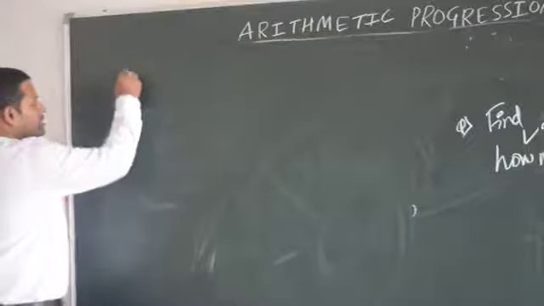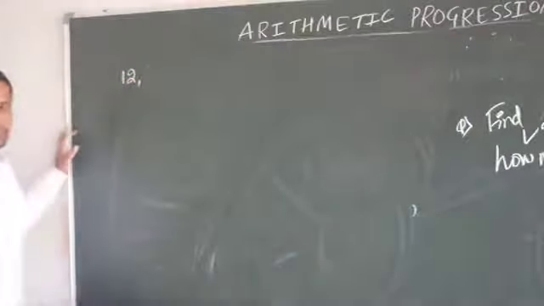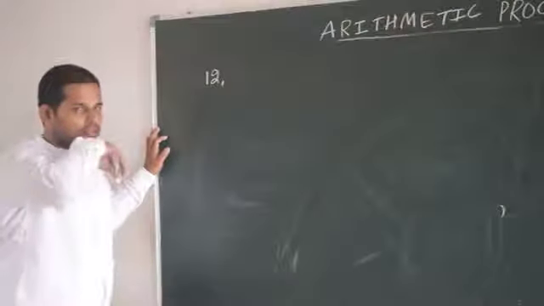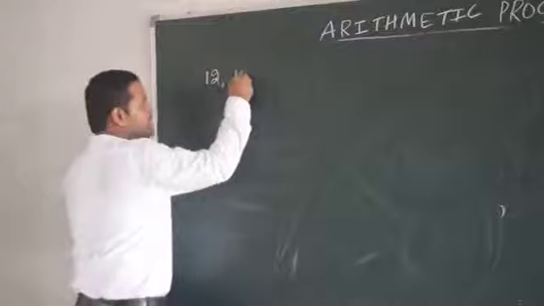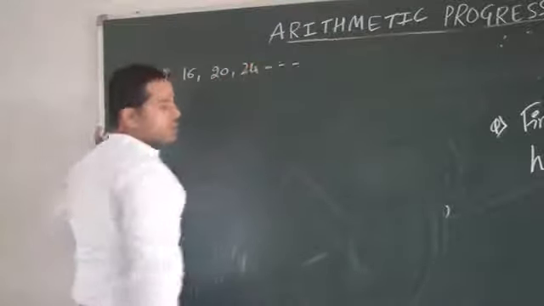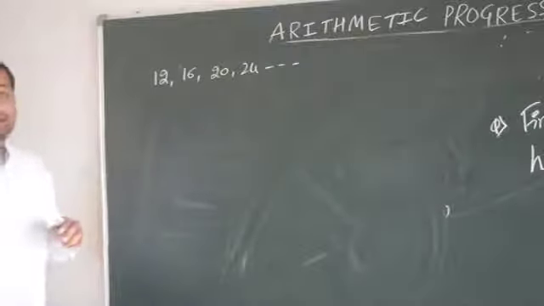You have to start from two-digit numbers. So what will be the first number? 12, right? Yes or no? 8 is there, but that is not a two-digit number. 12, then 16, then 20, 24, where will it continue? Up to where? Two-digit numbers.